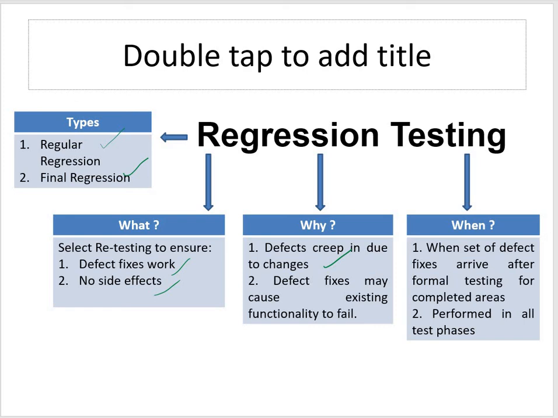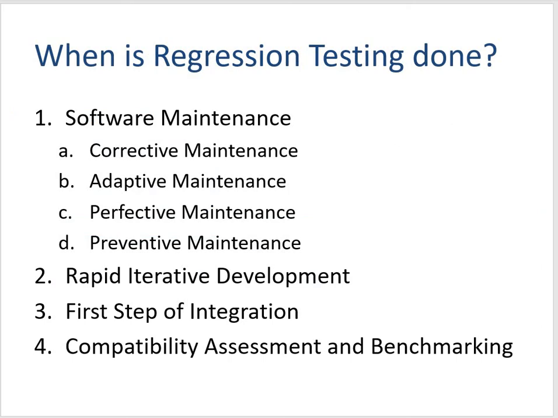Now the next question is, when to go ahead with regression testing? When a set of defect fixes arrive after formal testing for the completed areas, and performed in all the test phases. So when is regression testing done? One is for software maintenance, for corrective, adaptive and preventive maintenance, and then we have rapid iterative development, then the first step of integration, and lastly compatibility assessment and benchmarking.